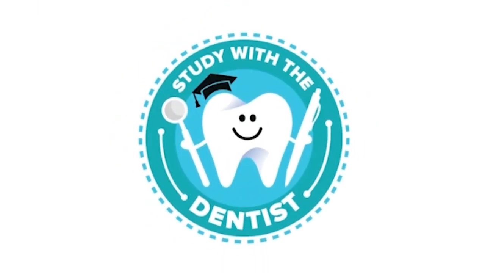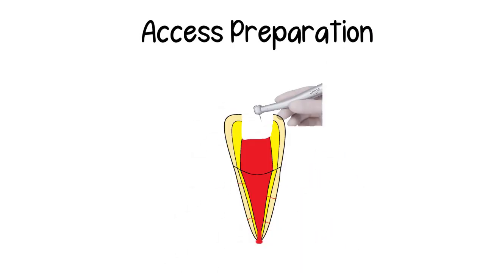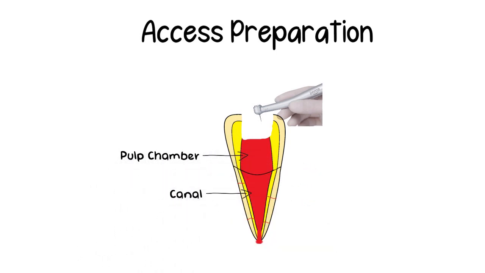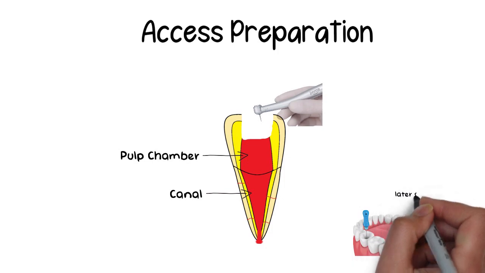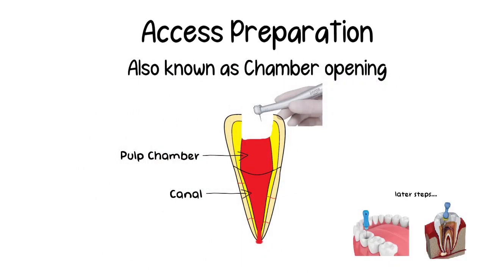Hello and welcome everyone. Access preparation, as the name suggests, allows us to have adequate access to the pulp chamber and the canals in order to perform pulpectomy, that is, removal of the pulp, and to perform the rest of the procedure of the root canal treatment. In common dental practice, it is also known as chamber opening or gaining access to the chamber.